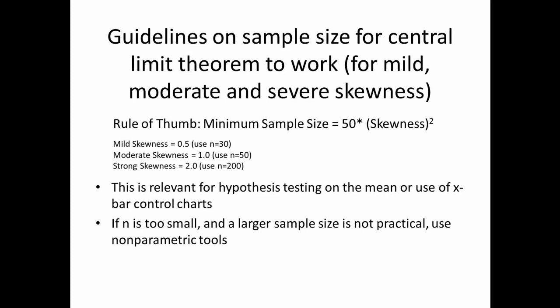If you have moderate skewness, and I define that as up to a value of 1.0, then you're going to need 50. Now, if you have strong skewness, then you really need to get into very large sample sizes. In this case, you'd need at least 200 sample size for Central Limit Theorem to be able to deal with this strong skewness. So this would apply to, again, hypothesis testing on the mean and X-bar control charts.